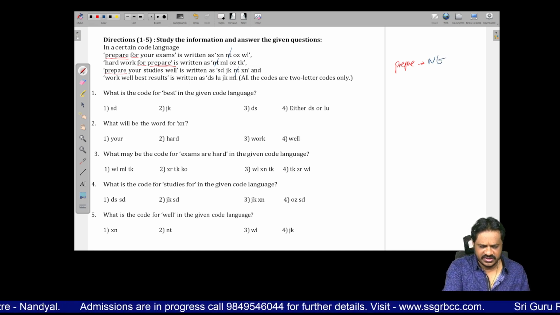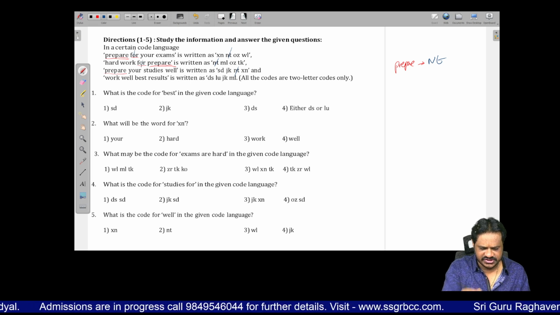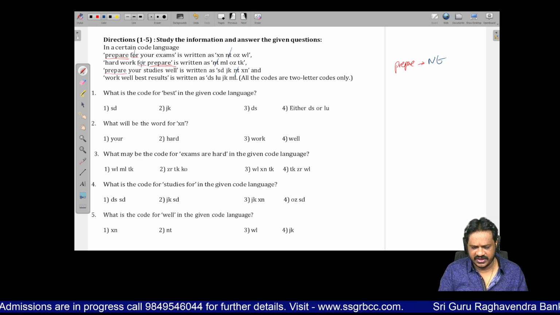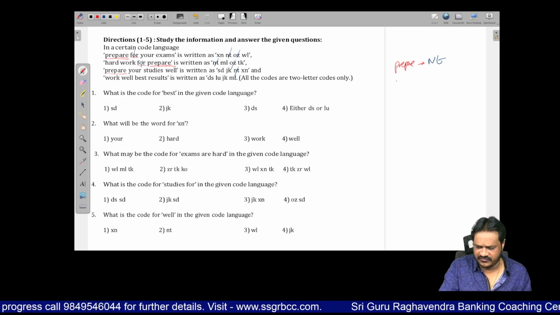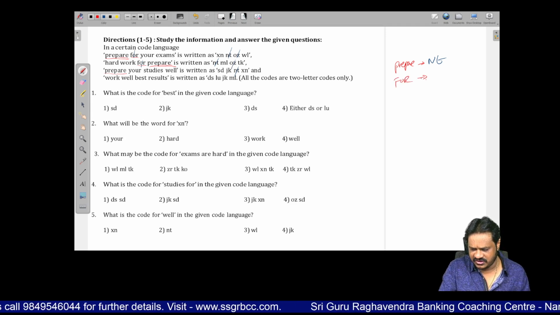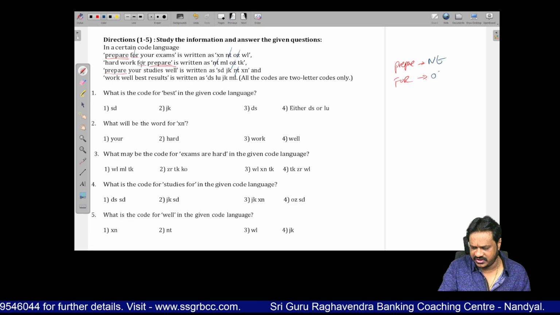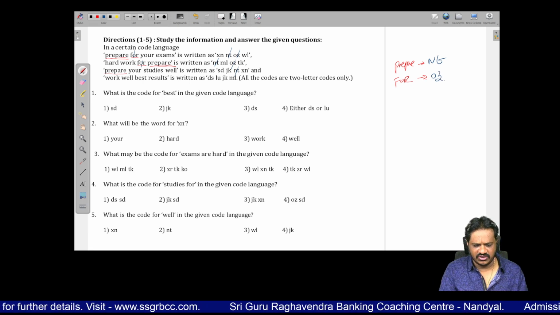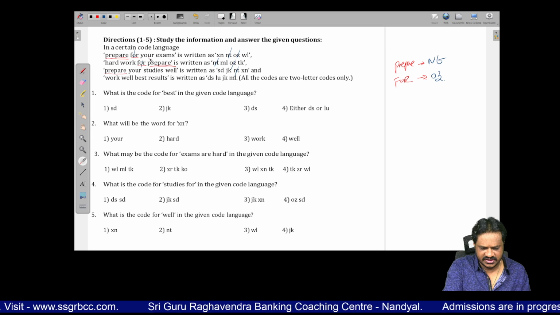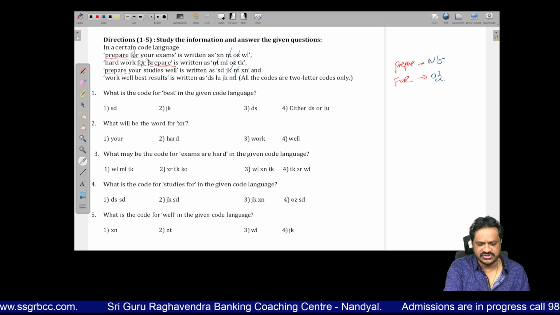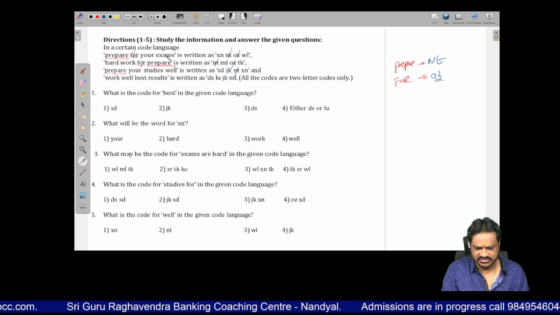Now, for. In first and second, you can see the word for, and in first and second you can see the code OZ. So the code for the word for is OZ. Now, we are left with two words in the first sentence, that is your and exams.